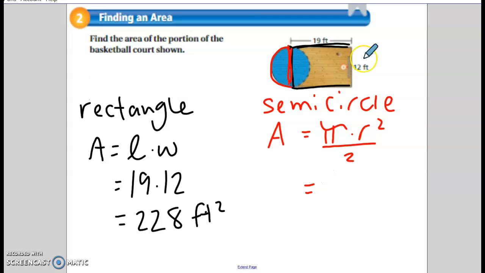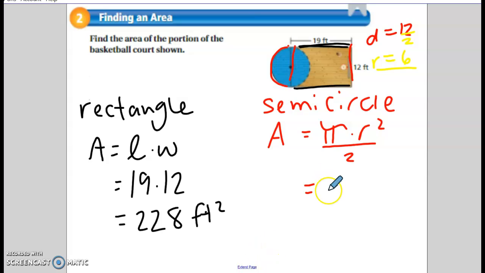So we need the radius squared. What we have here, this distance all the way across, that's our diameter, and this is 12. Diameter is 12. And remember, if we want the radius, we're going to cut that in half. So the radius is 6. That's what I want to use here.